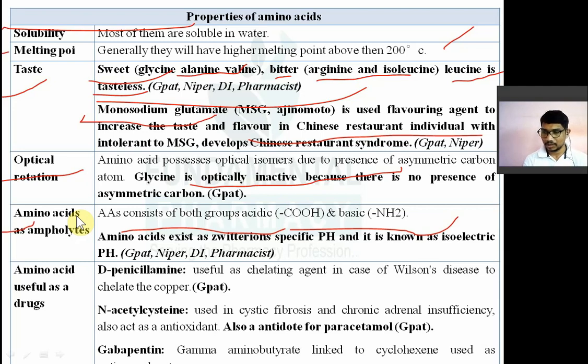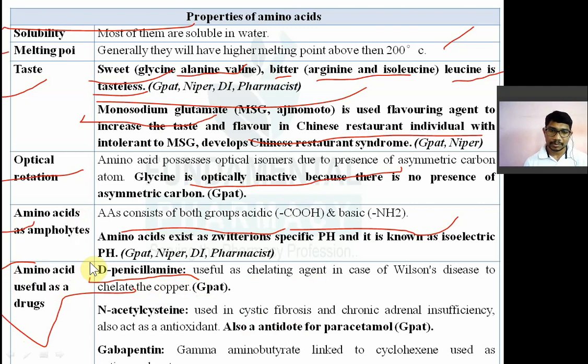Next, amino acids are also useful as drugs. First is D-penicillamine. It is useful as a chelating agent in Wilson disease, due to copper poisoning. Chelate means it will grab the copper ions so that poisoning does not occur. That is D-penicillamine, which is an amino acid.